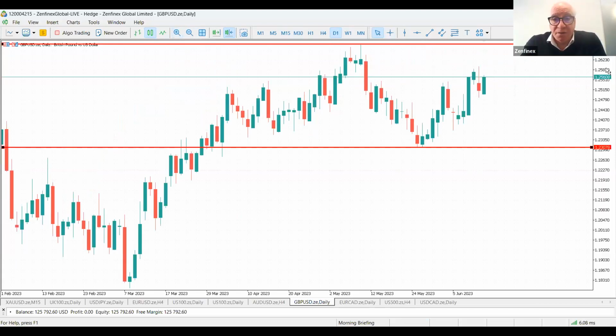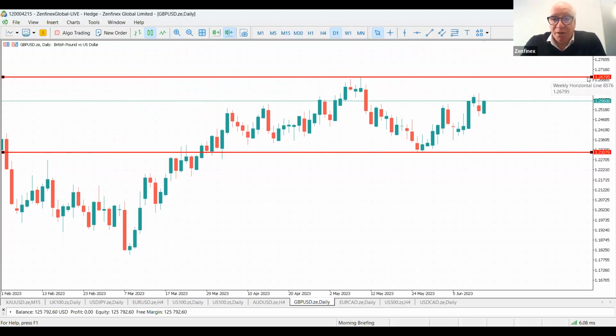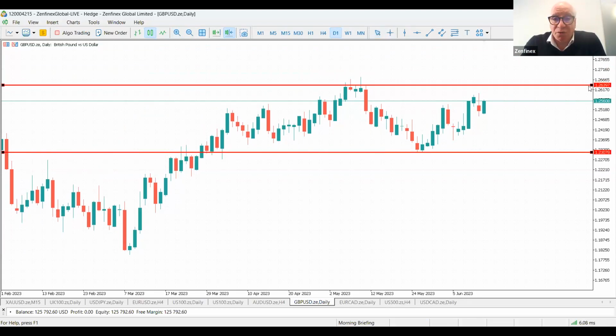So here's, from a daily perspective, I'm going to just move these weekly lines down a little bit rather than draw a daily one. So I'm turning that weekly into a daily. So what's happened? Broke resistance, support, back to support, resistance at the top. So let's start drawing some other levels that might be interesting to us during the course of today.